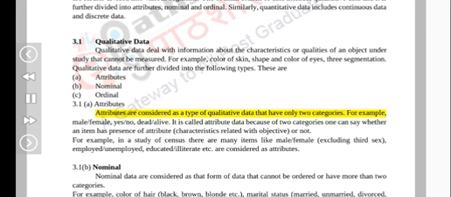3.1 A. Attributes. Attributes are considered as a type of qualitative data that have only two categories. For example, male, female, yes, no, dead, alive.